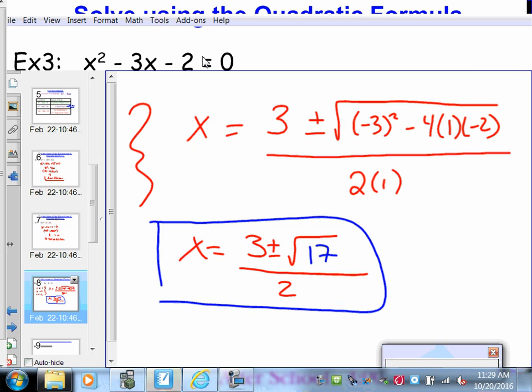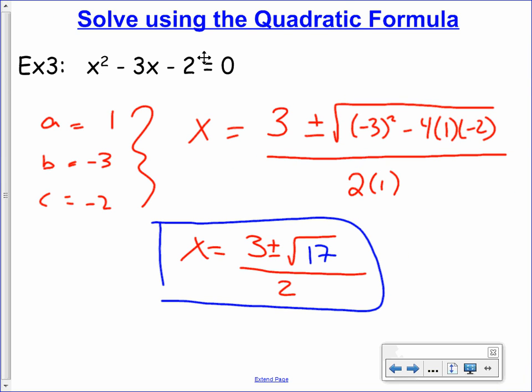Oh, you just type into your calculator. So you go 3 plus root 17 divided by 2 and 3 minus root 17. Okay. No big deal.